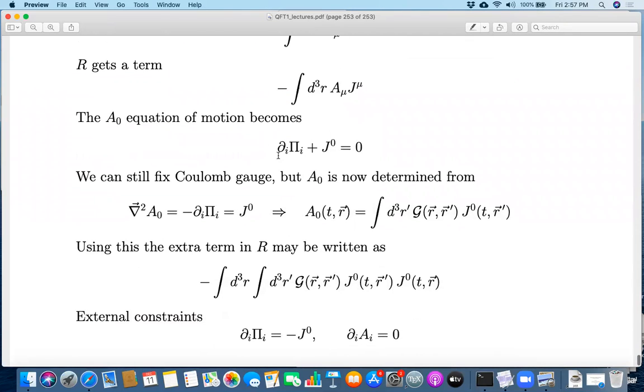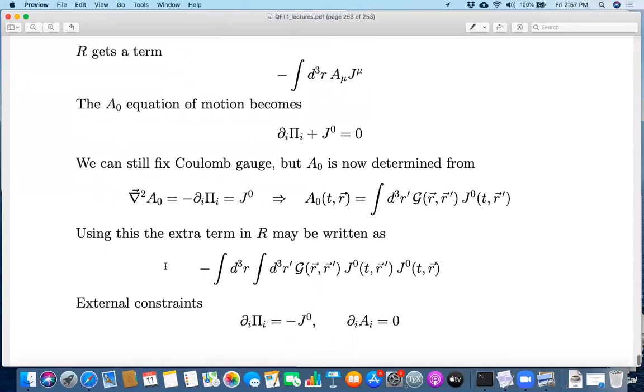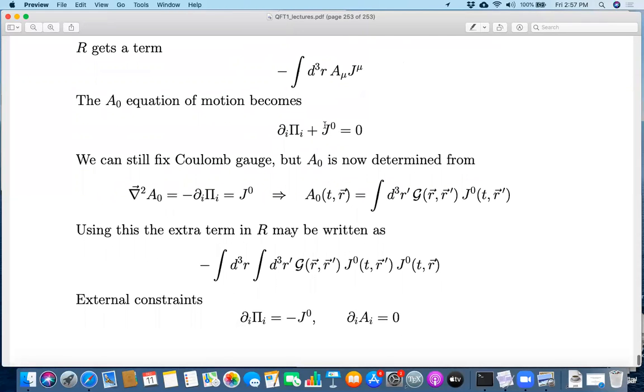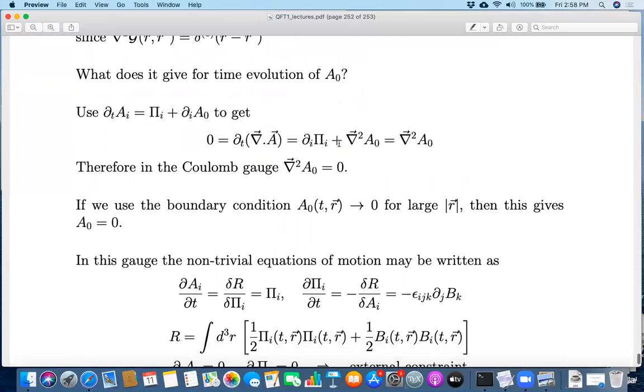For example, the A0 equation of motion will now become del_i pi_i plus J0 equal to 0. This is in fact the condition that the divergence of E is rho, the charge density. J0 in fact is the charge density. So this is the analog of divergence of E equal to rho. We fix the Coulomb gauge as before, divergence of A equal to 0, nothing changes. So this condition we still impose. But you can show that now, because of this extra term J0, remember how the A0 equation came? Here del_i pi_i is no longer 0, but del_i pi_i is minus J0. So you get del squared A0 equal to J0, not 0.